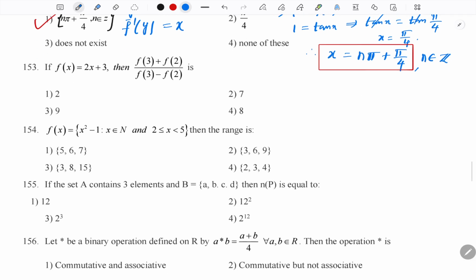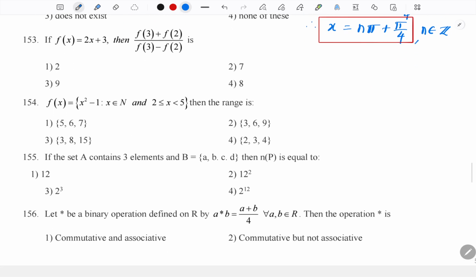If f of x equal to, okay, substitute 3, then what will be the answer? Okay, I'm writing directly. If we substitute 3, there is 6 plus 3 is 9, then 2 to the 4, 4 plus 3 is 7, dividing by f of 3, what is it? F of 3, 9 minus 7, 9 plus 7 is 16 by 2. How much is this answer? It's 8, right? So option 4 is the correct answer. Next one.